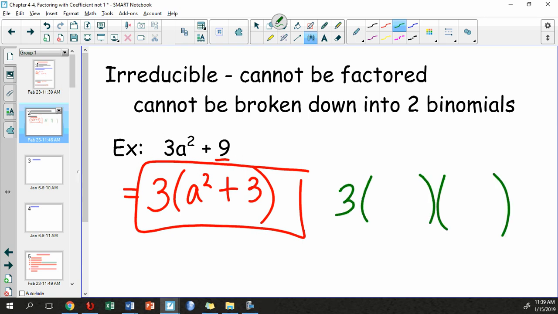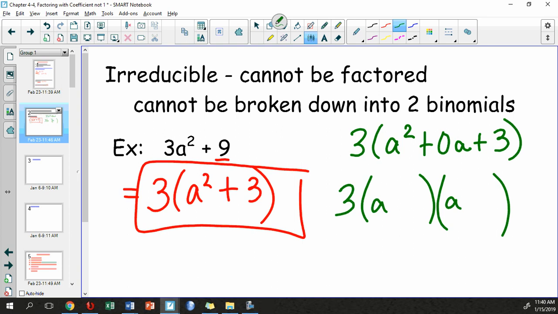How do I break down a squared? a and a. Now, yesterday, we used to have 3 terms. I'm missing a middle term, aren't I? So I'm going to put a placeholder there. That placeholder is going to be the 0. Does everybody understand where the 0 came from? Because I'm missing the middle term. Now, what are my factors of 3? I have no choice to put 1 and 3 there. And my signs both have to be plus.